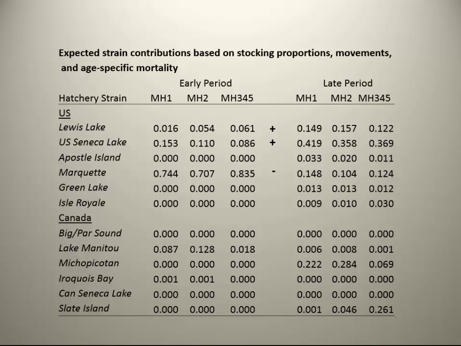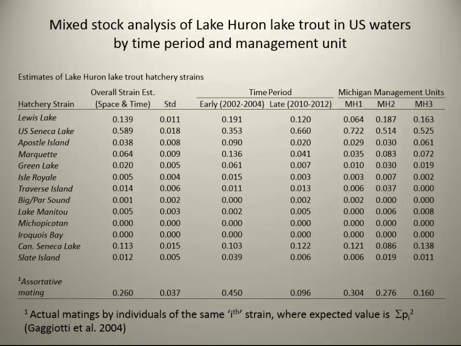And I note here an expectation of a positive trend for Lewis Lake, an expectation of a positive trend for Seneca Lake, and an expectation of a negative trend for Marquette, right? That's an expectation based on stocking, et cetera, okay? And this is what we observe. So this is over all time periods, and these are the standard errors. I didn't report the standard errors, but they're fairly tight confidence around those estimates.